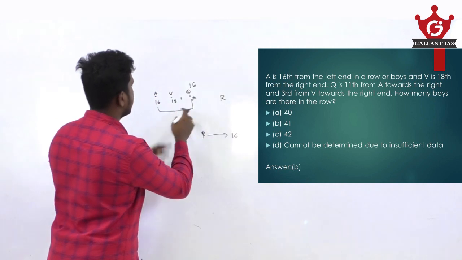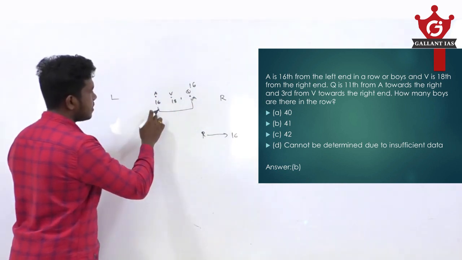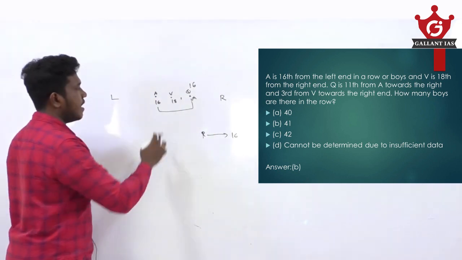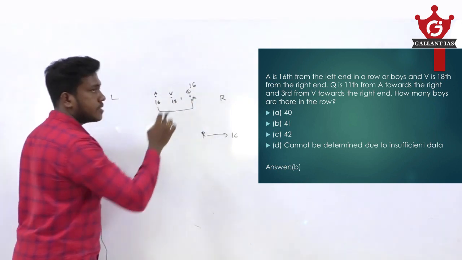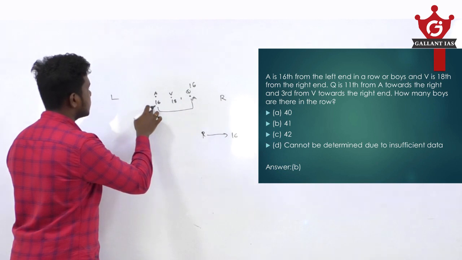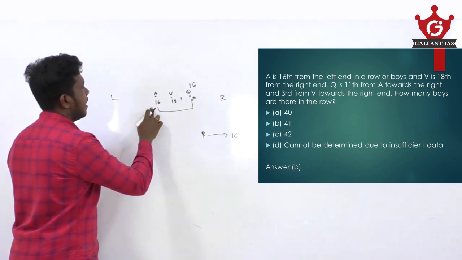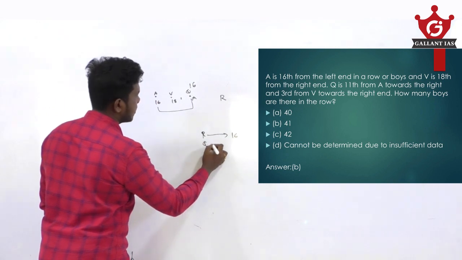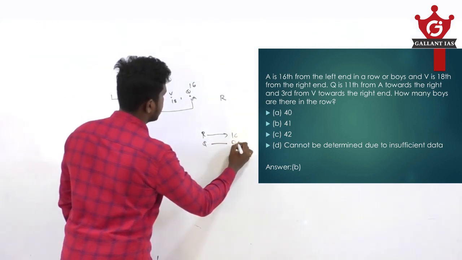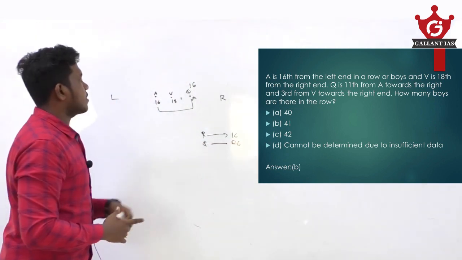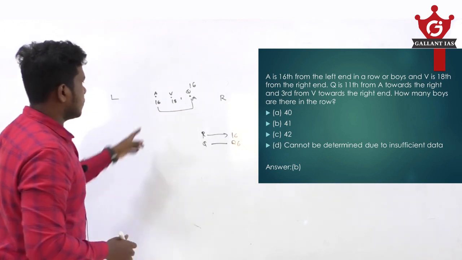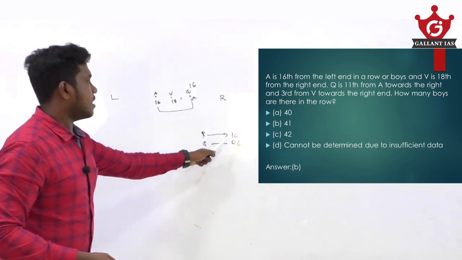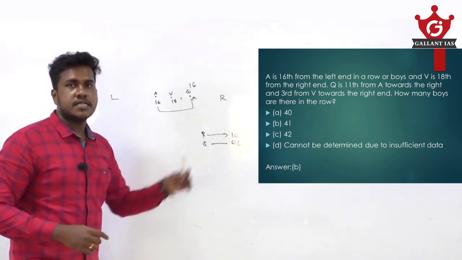For that, it is said that Q is in the 11th position from A's place. A's position from left is 16, and from A, Q is in the 11th position. So Q's position from the left will be 26, after 10 places. So Q's place from the right is 16, and Q's place from the left is 26.